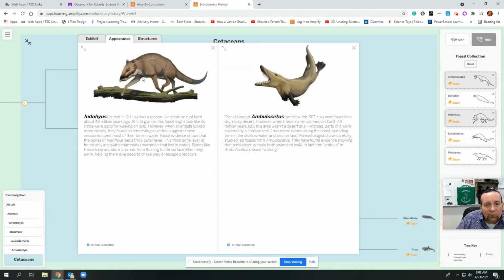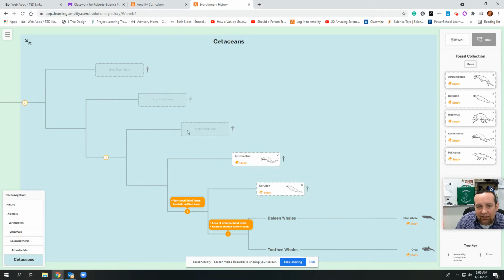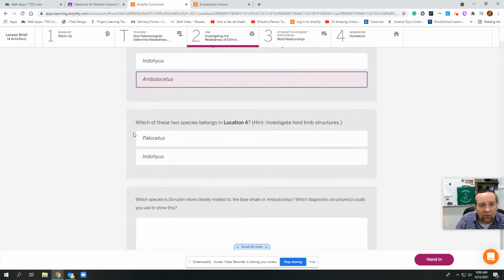This was kind of like a little raccoon creature. This one looks like some sort of mutated seal and platypus creature. So let's take a look at their structures. All right, Ambulocetus is looking a lot more aquatic. So let's try it. Let's check it out. Let's see if we're right. Ambulocetus. Hey, let's bounce back and choose Ambulocetus, and now let's go to location 4.